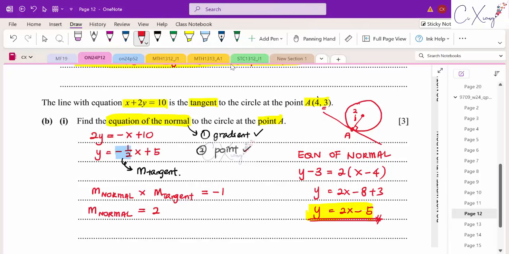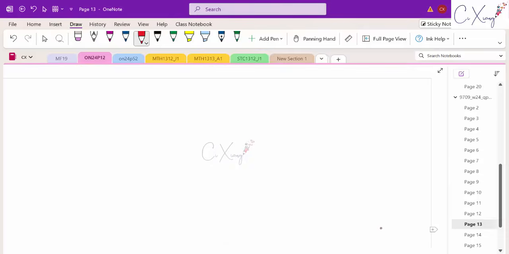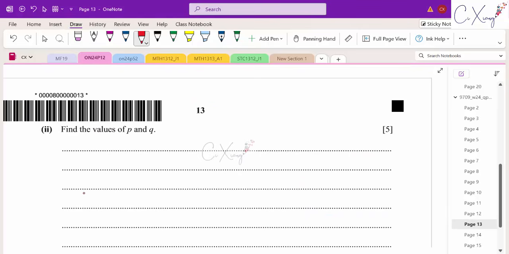So the gradient of normal also has the meaning where it is the gradient from the center to the point A. Agree? Okay, so you can see that the gradient of normal is 2, but at the same time, the gradient of normal also means that it is the gradient from center to point A. Alright, so let's go back to the question here. To find the value of P, I try to link that the gradient of normal is basically equal to the gradient of center and point A. So what's the center for this particular circle?